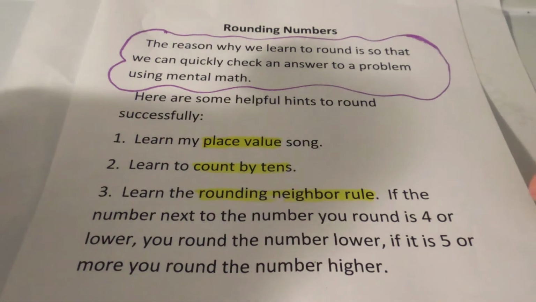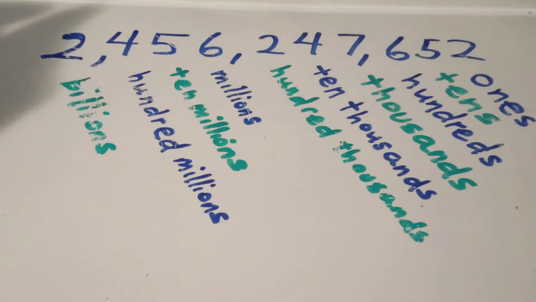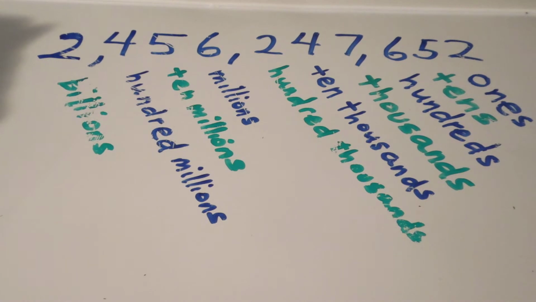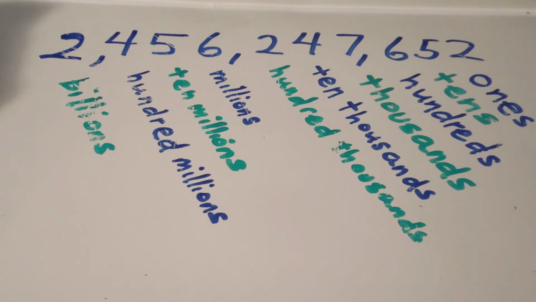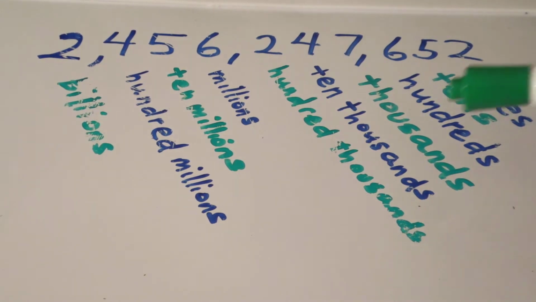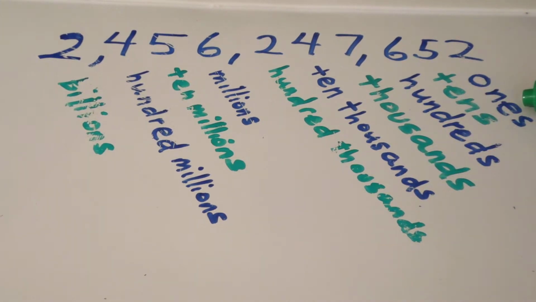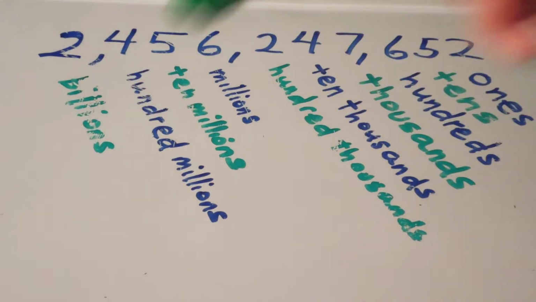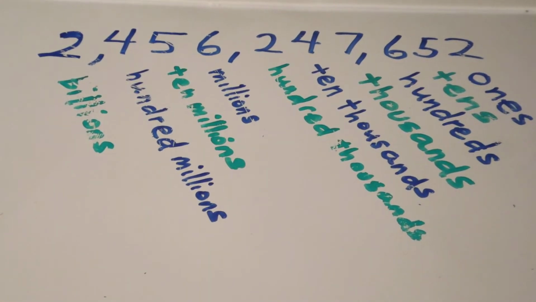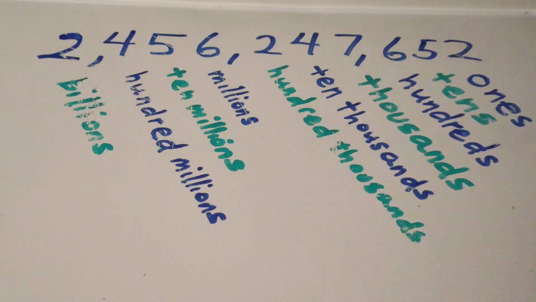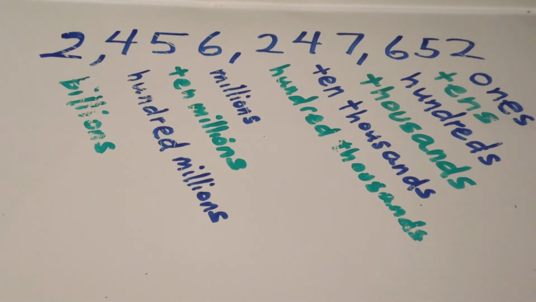Now the first thing we're going to learn is my place value song. This will not only help you with rounding numbers, but it will also help you with place value problems. Now, when we first sing the song, we're going to start at the ones. Then the song goes up to the hundred thousands. Then it starts back again at the ones, and then it goes all the way to the billions. Now the first time around, I'm going to sing the song, then I'd like you to join me, and then you can practice on your own.